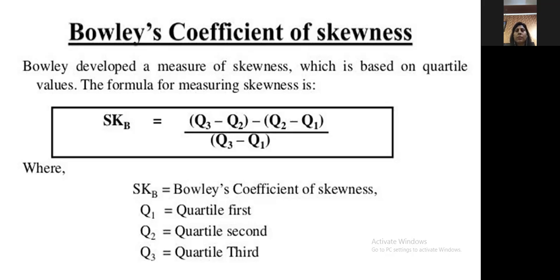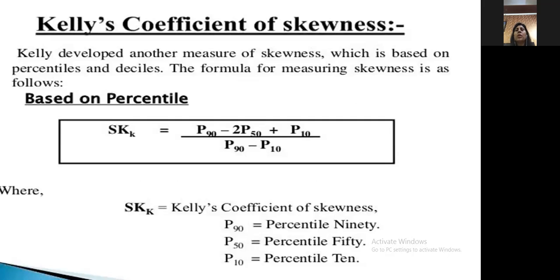All these quartiles are calculated one by one. So the first thing we have to do before finding out the value of SKB, that is Bowley's coefficient of skewness, is to find out the values of these three quartiles.